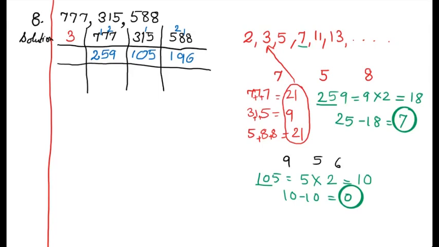Now the last number, that is 196. Last digit is 6 into 2, 12. Remaining digit is 19 minus 12 will give us again 7. Is 7 divisible by 7? Yes. So 196 is also divisible by 7. So the next prime number which we are going to use here is 7.